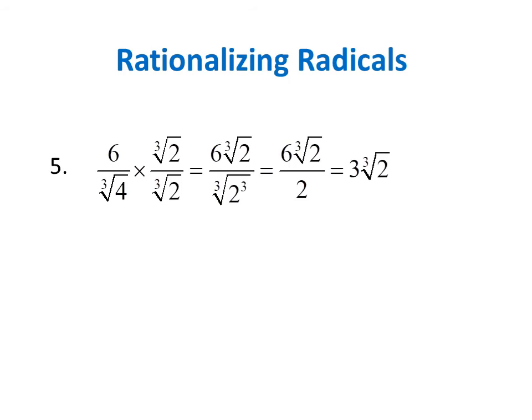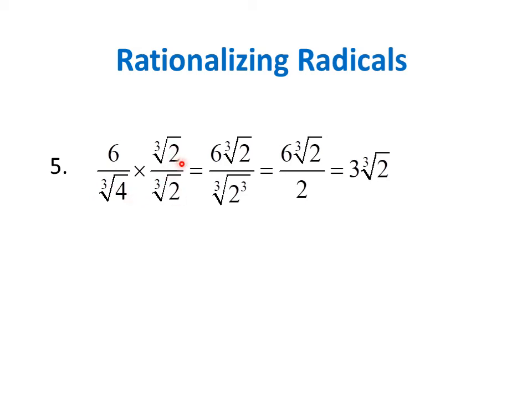Next, we have 6 divided by the cube root of 4. If we want to simplify this fraction, we have to eliminate this radical in the denominator. Now, to eliminate this cube root, we have to have a perfect cube inside the radicand. Okay, so we know that 4 is 2 times 2. To make it a perfect cube, we have to multiply it by another 2. Therefore, the conjugate of cube root of 4 is the cube root of 2.